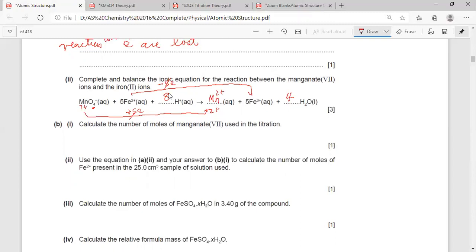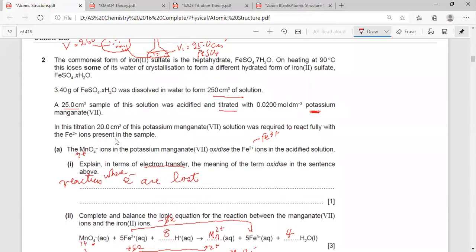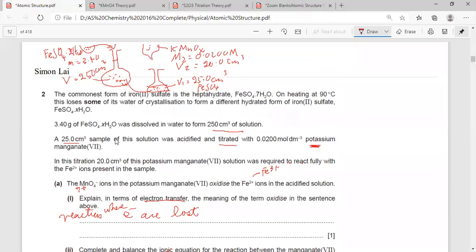Okay. Calculate the number of moles of MnO4 minus, manganate. This one is MnO4 minus, very simple. Number of moles equals to what? Same as before, over 1000 here, equals to molarity you are given here. So you look at here, this is the one that you need to use.